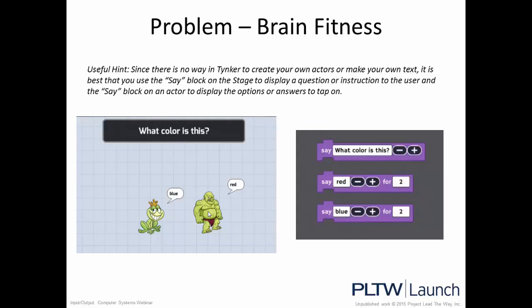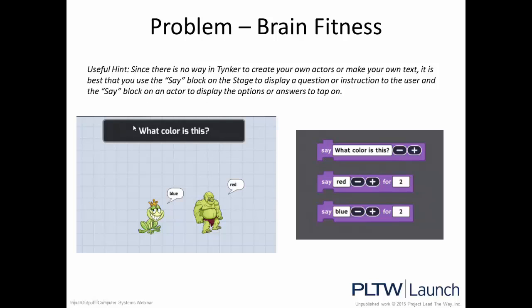The only hint that I would like to give to you, and it is in their document as well, is that there is no way to create your own actors in Tinker. Not even text. You cannot create a big text box that will be displaying questions or answers, like multiple choice answers. So to get around that constraint, we can use the say command. So for example, here, what color is this? Let's pretend that this is a question in a quiz. Well, this question has been displayed using this block over here on the stage level. So on the stage, if I actually use the say method, it is going to display it up here.